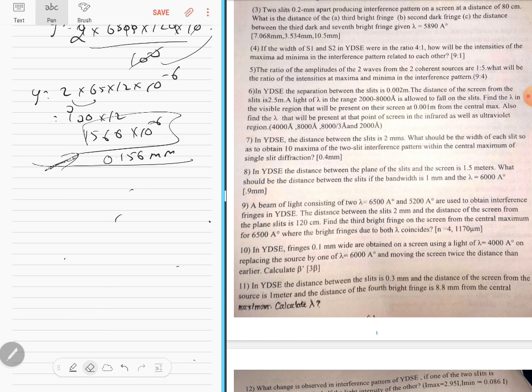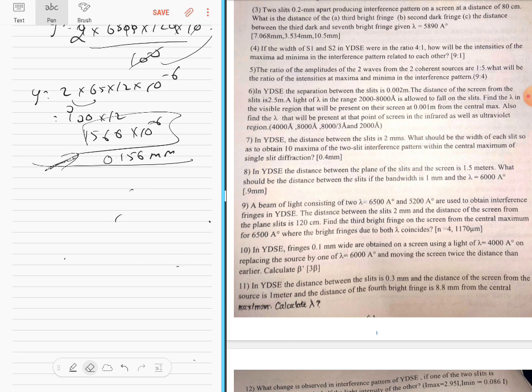I don't understand what is that third bright fringe. Nothing like that is given. The question on the internet says a beam of light of wavelength 5200 Angstrom and 6500 Angstrom is used in Young's double slit experiment to obtain interference fringes. What is the least distance from the central maximum on the screen where the bright fringes due to both the wavelengths coincide? Given that 2 mm is small d and 120 is capital D. That's all there is to the question.